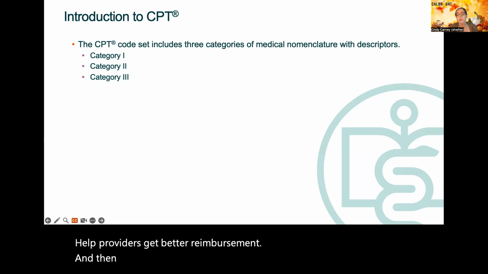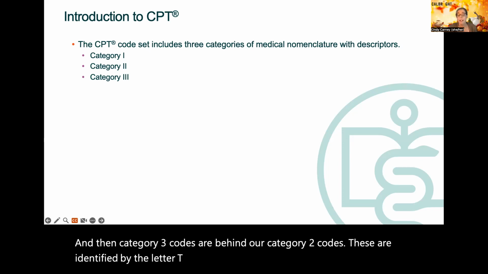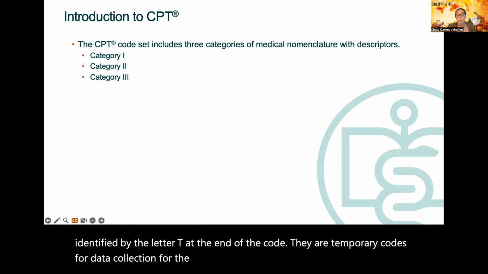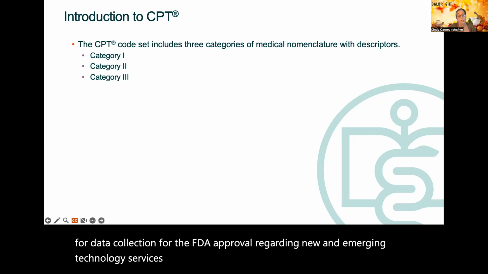And then category 3 codes are behind our category 2 codes. These are identified by the letter T at the end of the code. They are temporary codes for data collection for the FDA approval regarding new and emerging technology, services, and procedures.